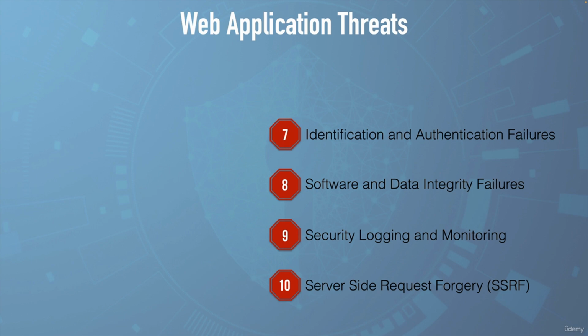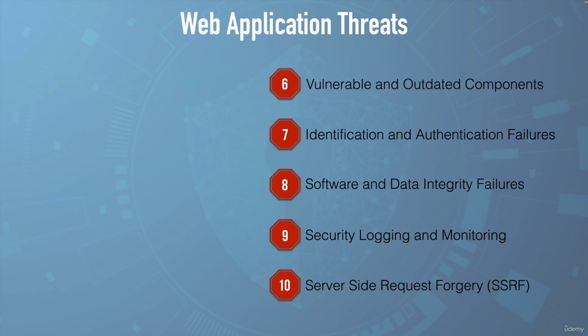Number 7 is identification and authentication failures. These are flaws in our authentication or session management processes that would allow for things like automated password attacks, brute force attacks, and so on. This would also include weak, well-known, or default passwords being in place, as well as passwords that may be stored in a weak manner, maybe with weak encryption or even in plain text. In addition, a growing recommendation is multi-factor authentication. So if we don't have a multi-factor authentication method in place, this is considered to be a failure.